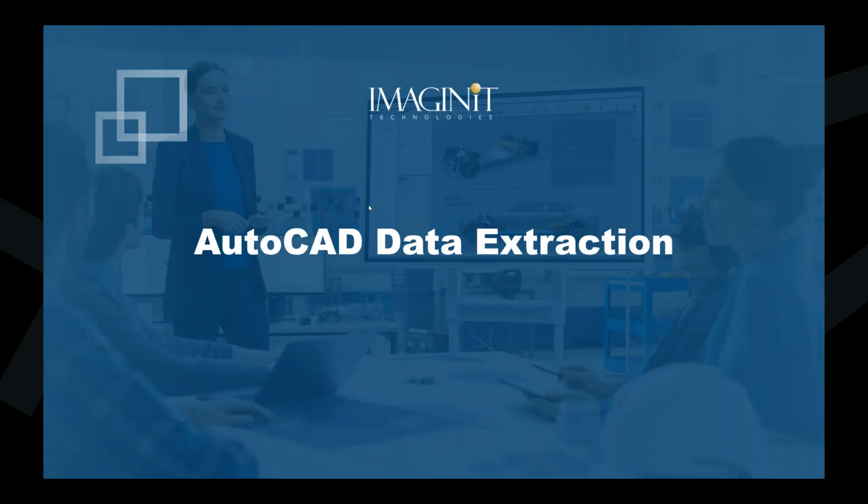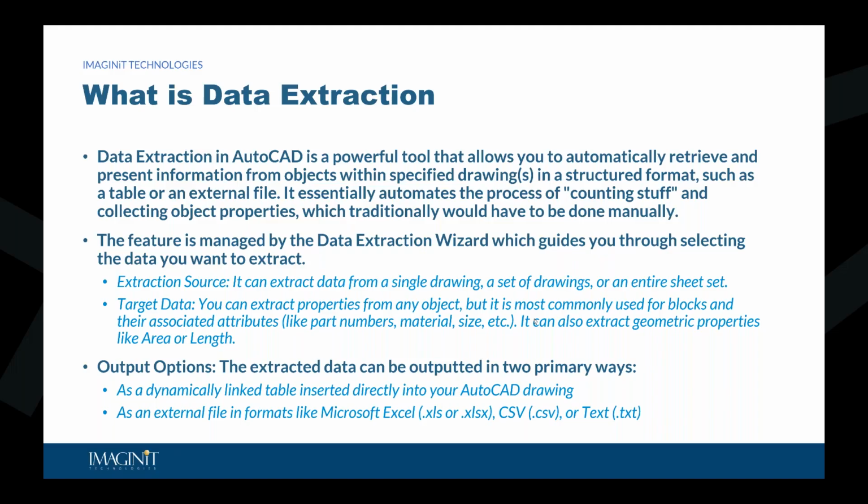So today we'll get right into it and we'll start talking about AutoCAD data extraction. So what is data extraction? Data extraction inside AutoCAD is a powerful tool that allows you to automatically retrieve and present information from objects within specified drawings in a structured format such as a table or an external file. It essentially automates the process of counting stuff and collecting object properties, which traditionally would have to be done manually.